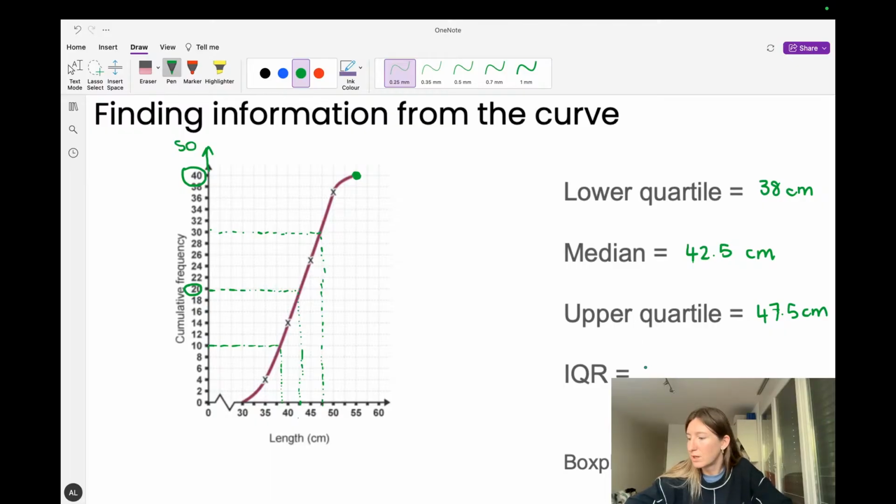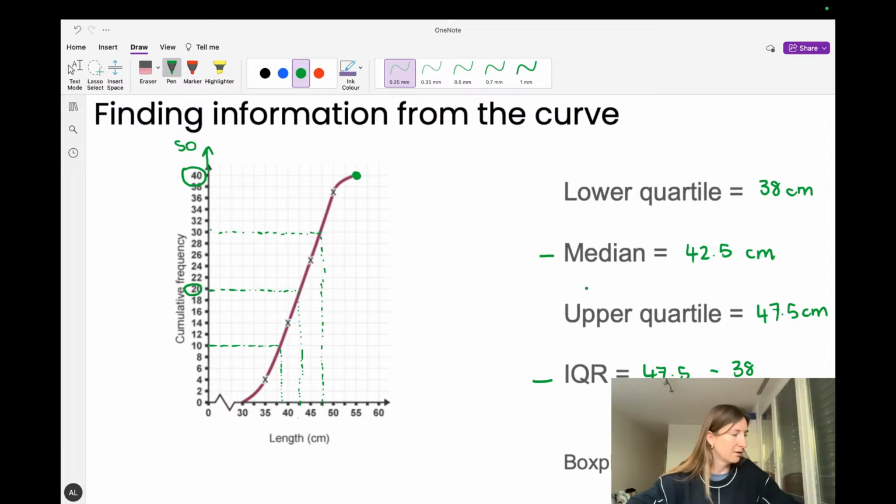So to find the interquartile range, we're going to take 47.5, our upper quartile, minus our lower quartile, minus 38, which gives us 9.5. So our interquartile range is 9.5 centimeters. So a question might ask you to find maybe median and interquartile range. That's quite common, because then that means that they're asking you to find all of these, in fact, because to get the interquartile range, you need upper quartile and lower quartile. So it's very common that they ask for these two, which means you have to do all of them.